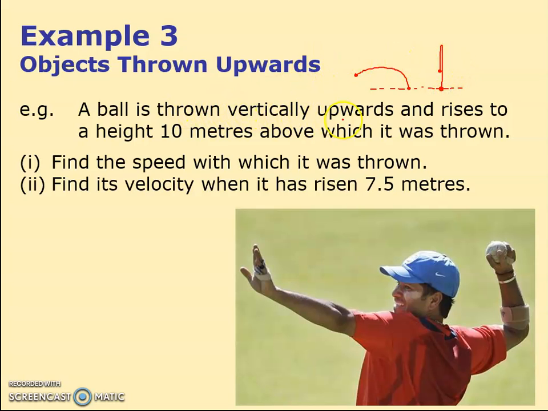A ball is thrown vertically upwards and rises to a height of 10 meters above which it was thrown. All right, so it starts off there. I don't know where. All I know is it ends up here, which is 10 meters above itself. Okay, that makes sense. What's it say? So I'm going to just start with SUVAT here. So this is my common technique on all these SUVAT questions. I just write out SUVAT. So I find the speed for which it was thrown.